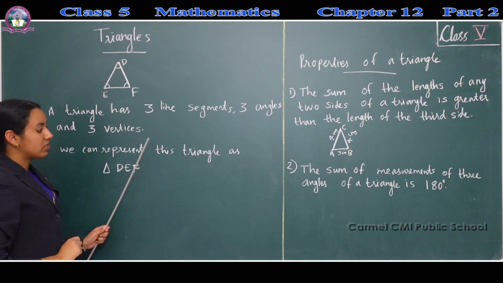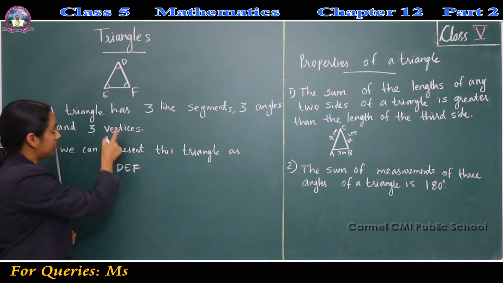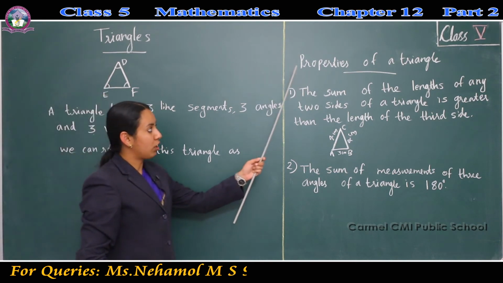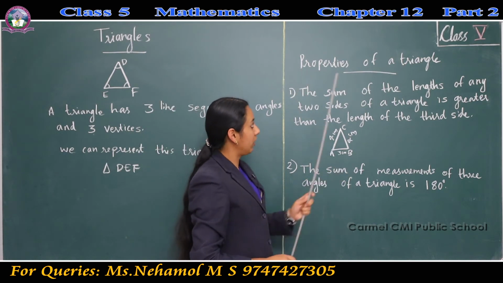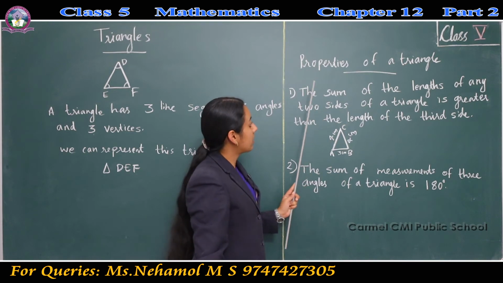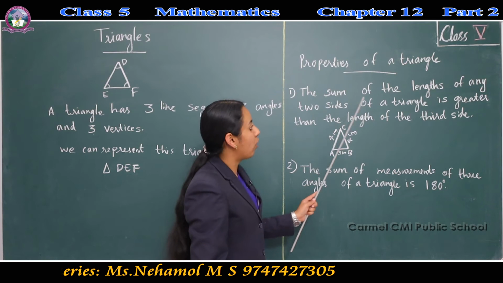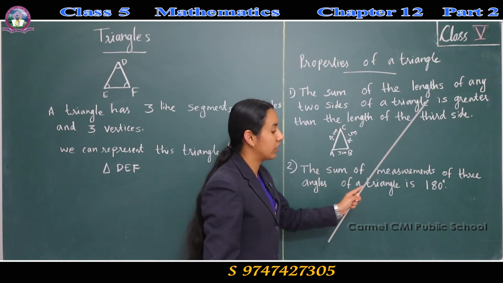Then we can represent this triangle as triangle DEF. Now we are going to study 2 properties of a triangle. First one, the sum of the lengths of any 2 sides of a triangle is greater than the length of the third side.